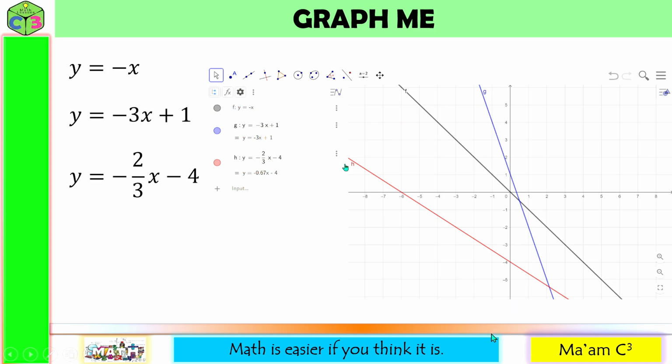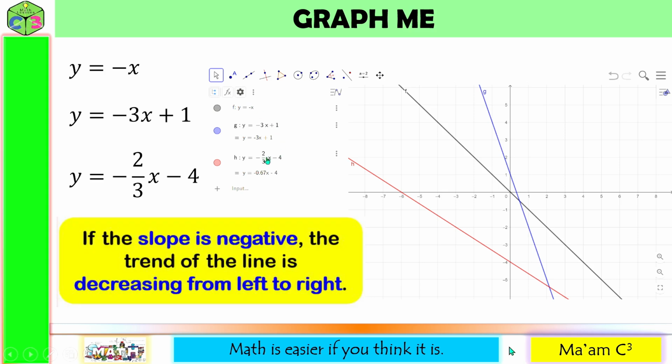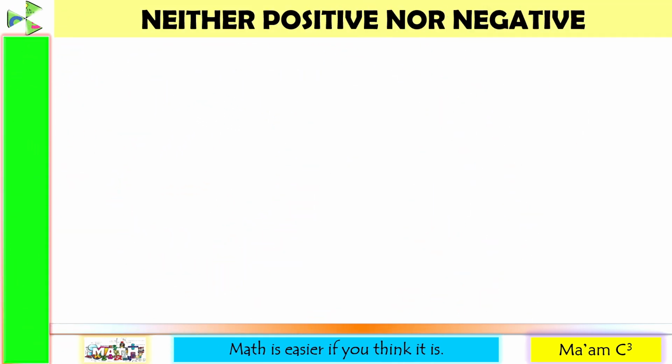The trend of the line is decreasing from left to right. So from left going to the right, the line is decreasing. So now we can conclude that if the slope is negative, the trend of the line is decreasing from left to right. How about slope that is neither positive nor negative?